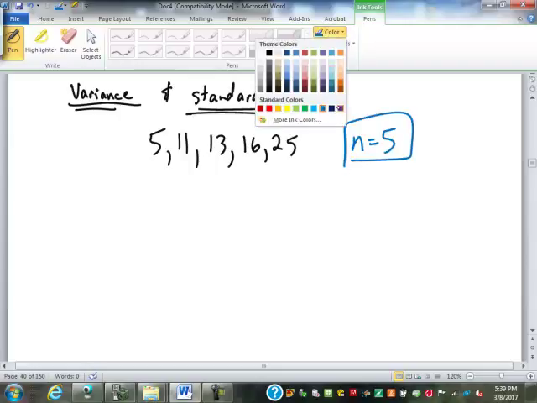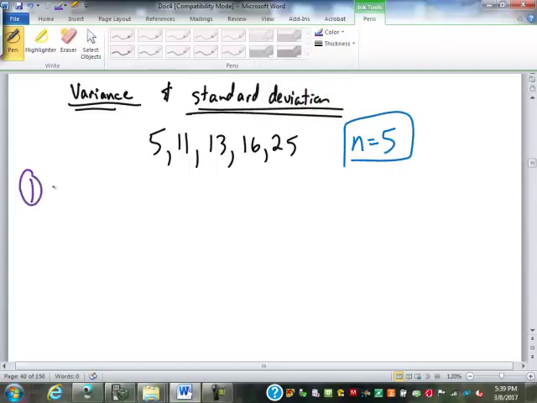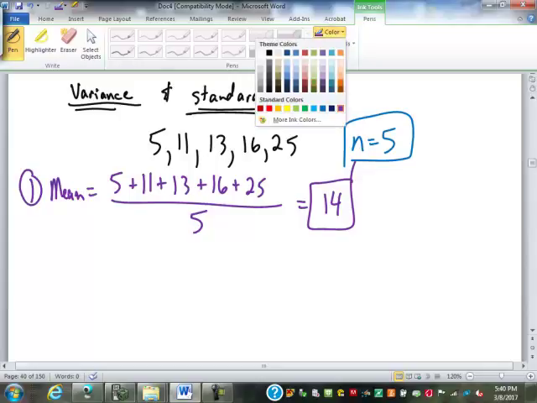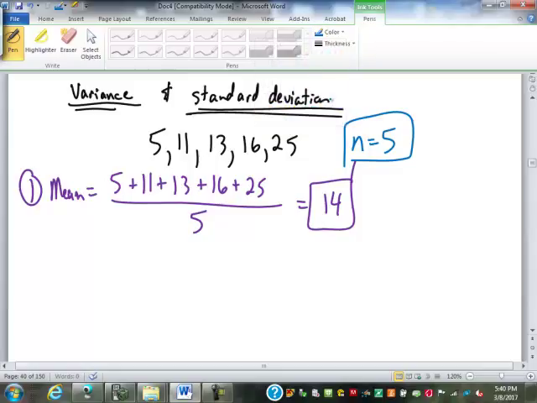So what is our first step? The first thing we do is find the mean. 5 plus 11 is 16, plus 13 is 29, plus 16 is 45, plus 25 is 70. Divided by 5 should be 14, which is our mean. I'll pause to let you verify that.